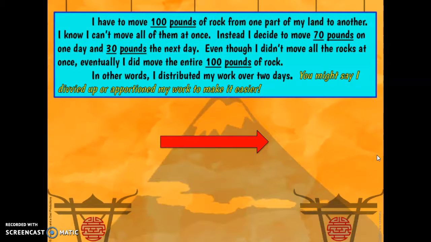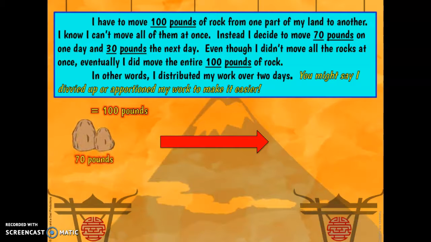So I want you to think about how if I had to move 100 pounds of rock from one part of my land to another. I know I couldn't move all of them at once. Instead, I decided to move 70 pounds on one day and 30 on the next day. Even though I didn't move all the rocks at once, eventually I did move the entire 100 pounds of rocks. In other words, I distributed my work over 2 days. You might say I divvied up or apportioned my work to make it easier for me. That's what distributive property is going to allow us to do in math.